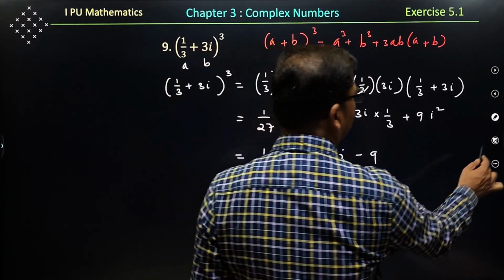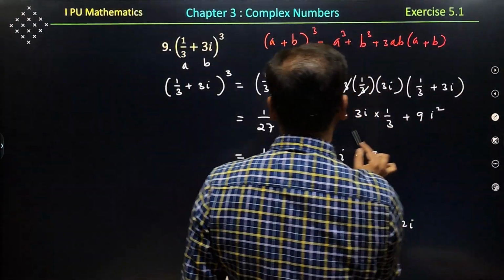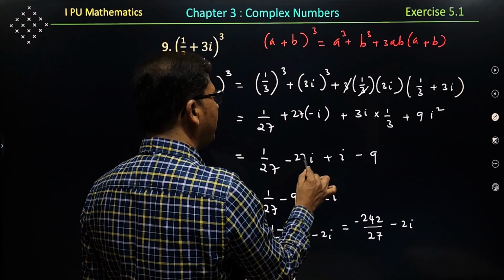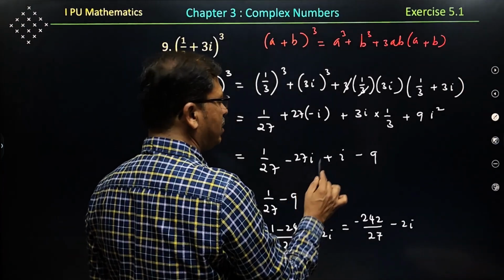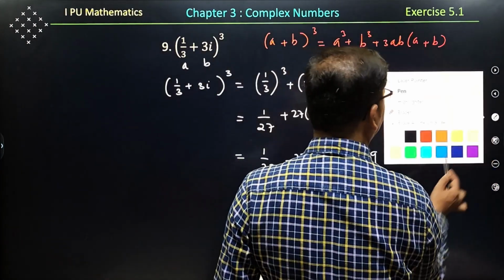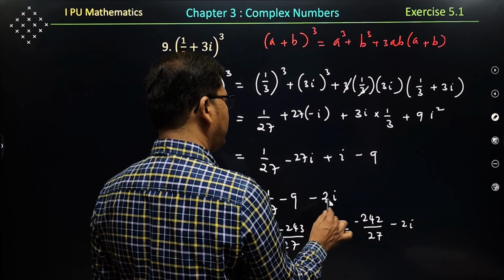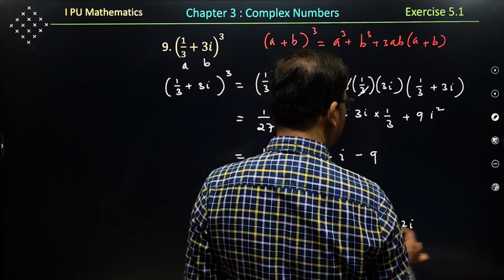This one is to be corrected here. This is 27i, so this leads to minus 27i. Minus 27 plus i, that is 26. It leads to 26i, minus of 26i.